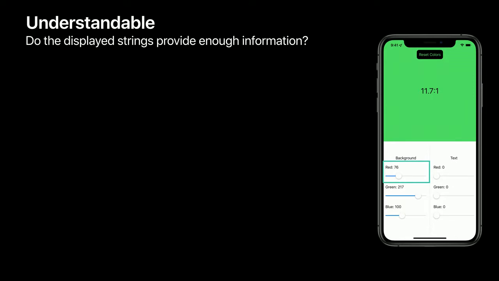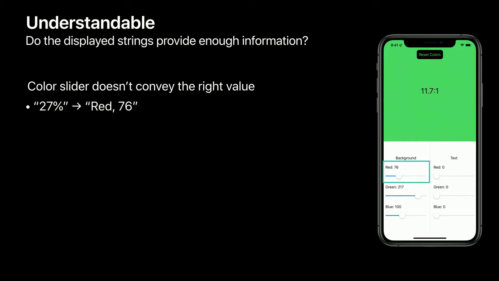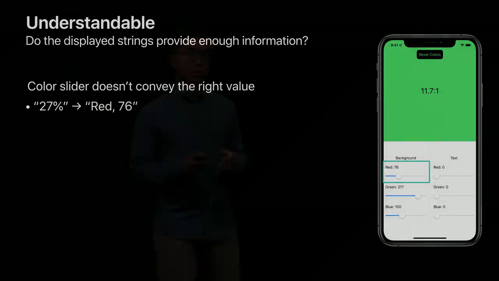Another thing that stood out to me was the information provided by the slider. The value of the slider was a percentage, but in this case, it actually represents the color component's value from 0 to 255. We can also hide the label above the slider and expose that information through the slider instead. So that'll group all the information into one element.